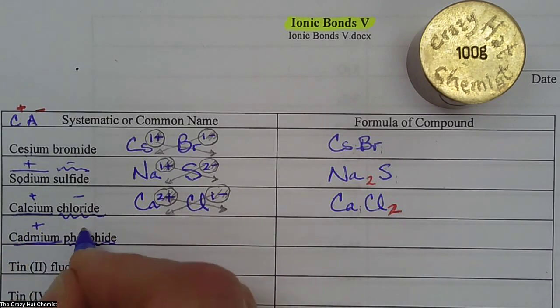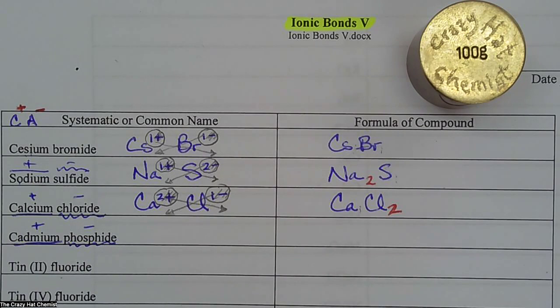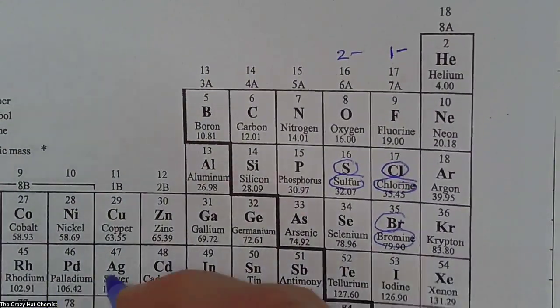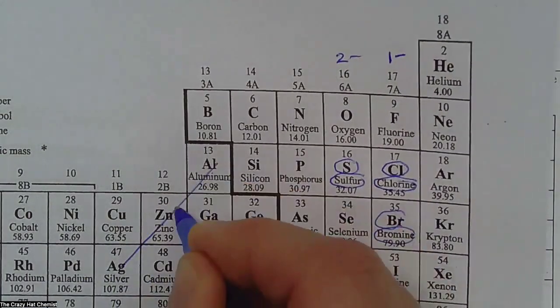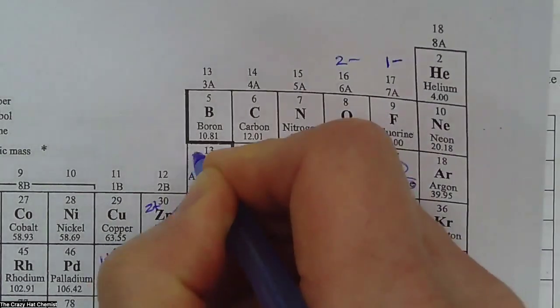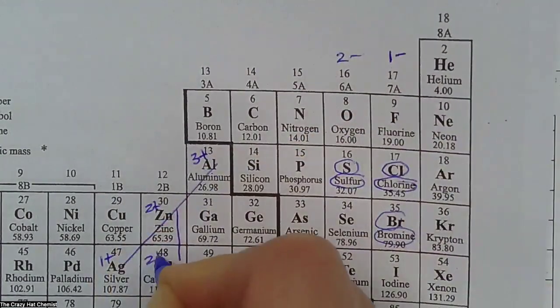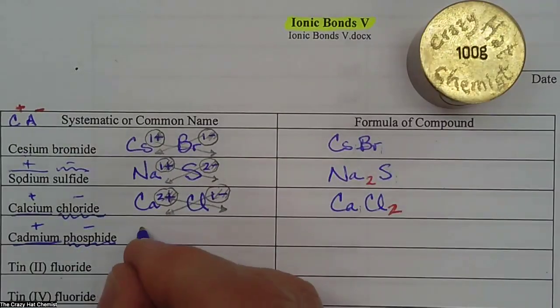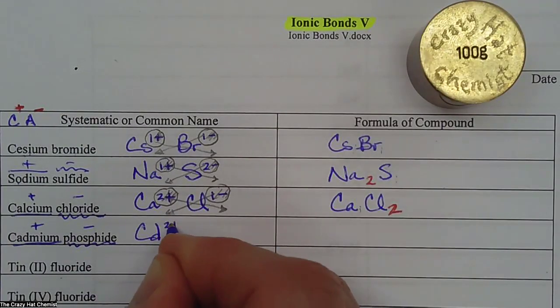Next one is cadmium phosphide. Cadmium must be the cation. Phosphide must be the anion. So I'm going to find cadmium. That's a periodic trend on my periodic table. There is actually a diagonal pattern there going down. This is a 1+ for silver, a 2+ for zinc, a 3+ for aluminum, and a 2+ for cadmium. So there it is. That's Cd. Cd with a 2+, that's perfect there.